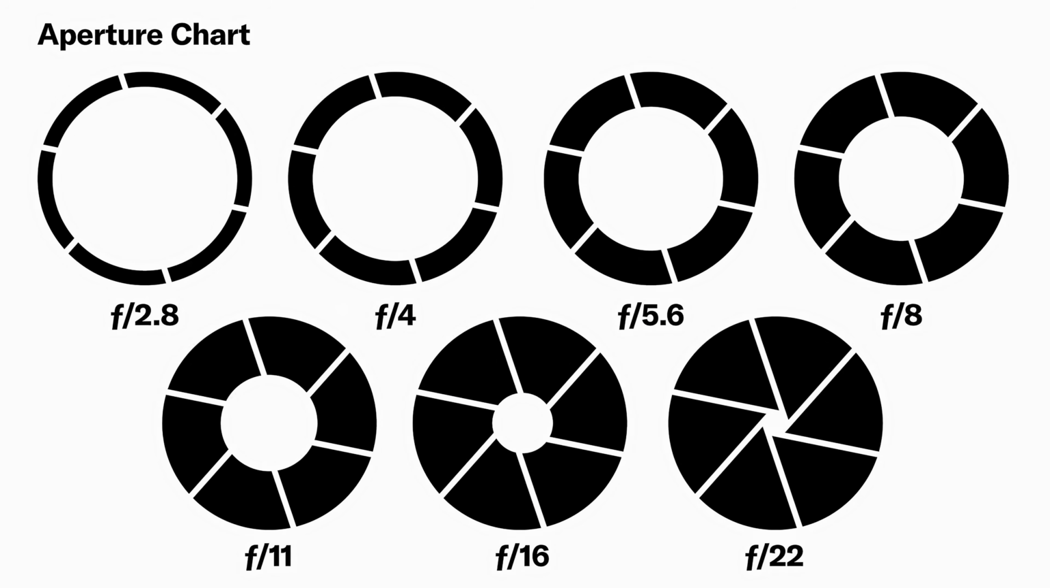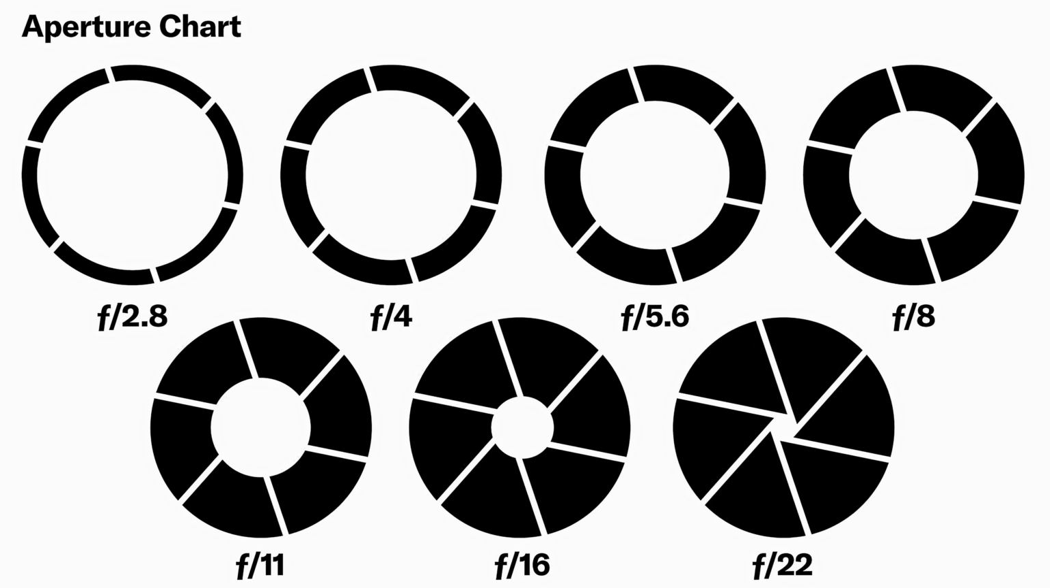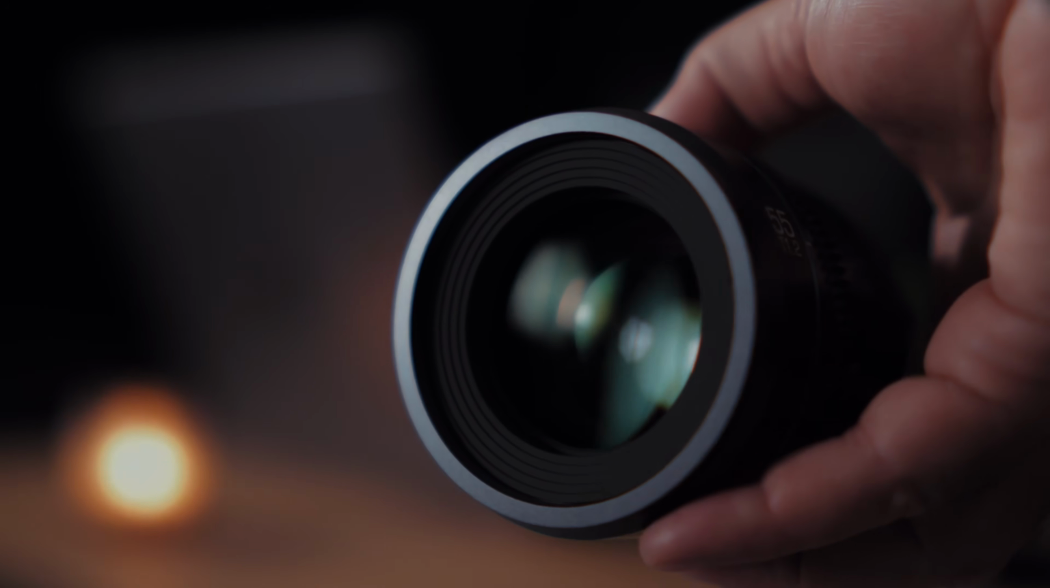All right, so next we have aperture. Your aperture is basically the little hole in the front of your lens, and the lower the number, the wider open it is. For example, if your maximum aperture on your lens is 1.8, that means when your aperture is set at 1.8, your lens is fully open.